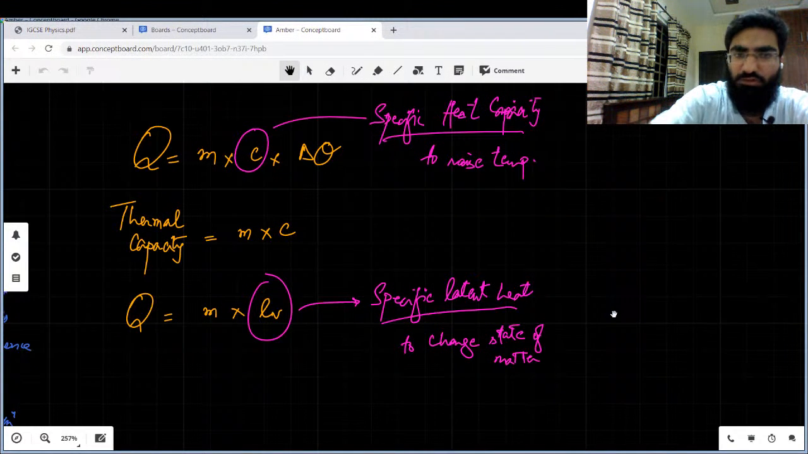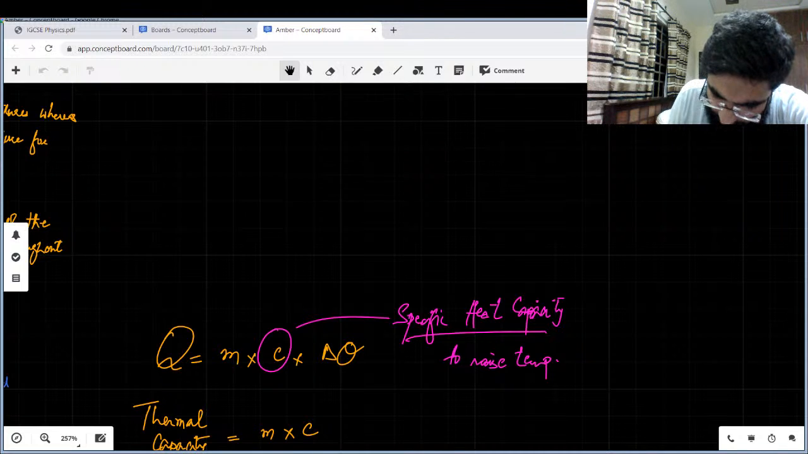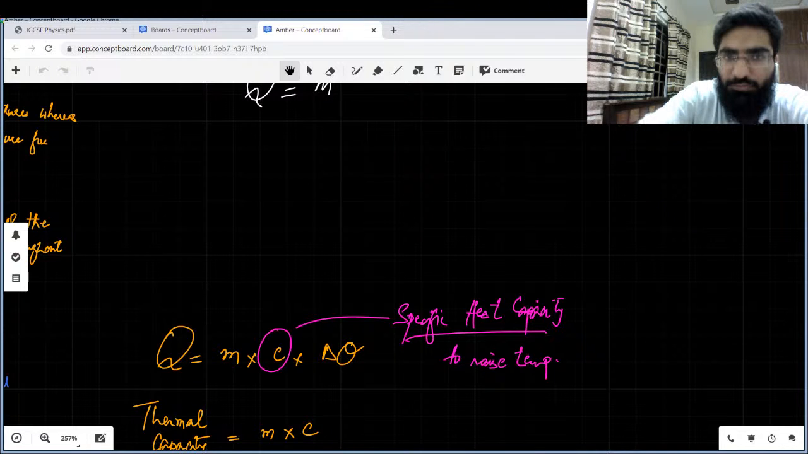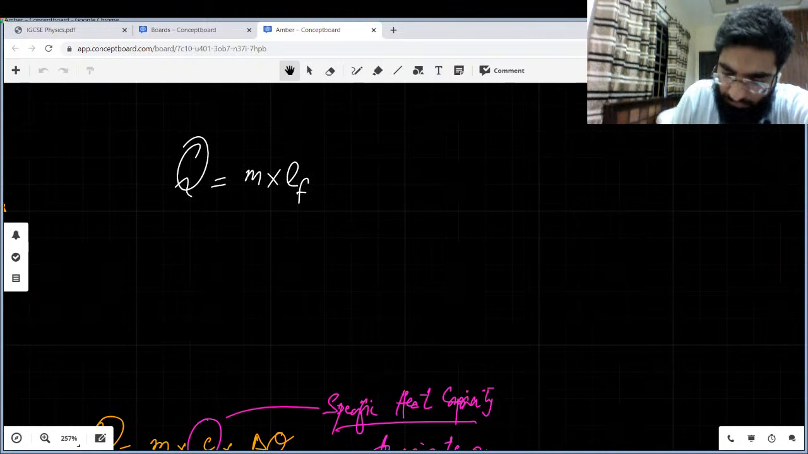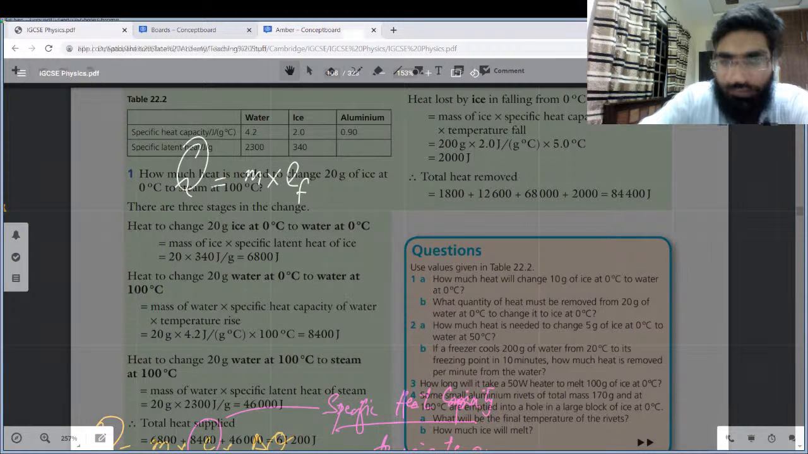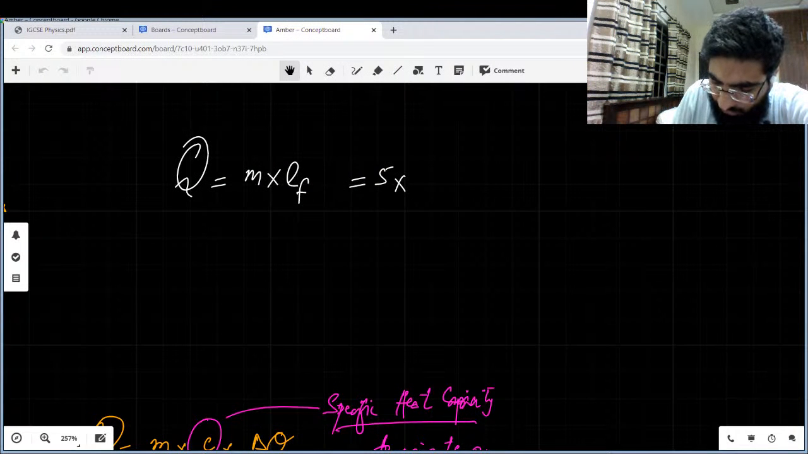See, this is how it will be. So first of all, we'll need the energy needed. Q is equal to m into latent heat of fusion. So this is 5 grams, latent heat of fusion is 340. Okay, 5 times 340, which is 1700 joules.